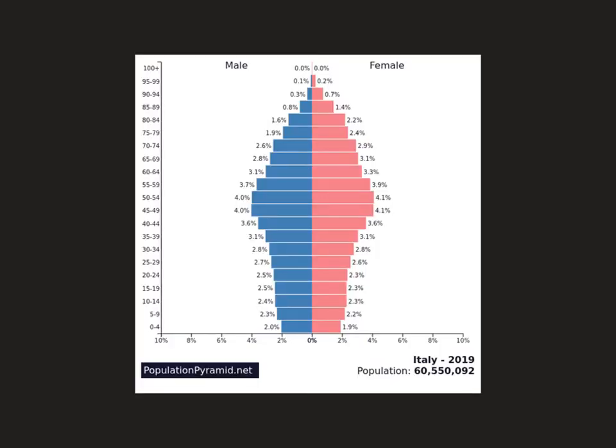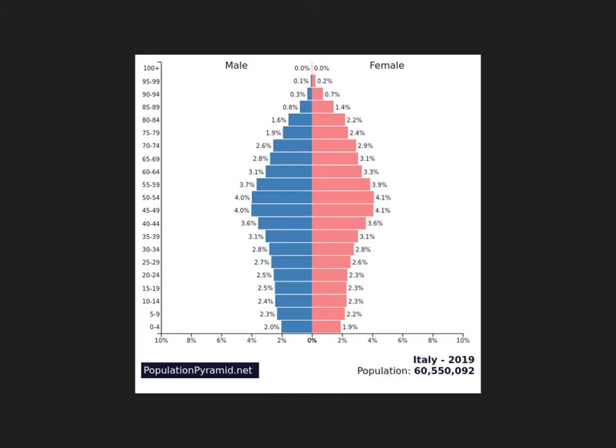So this slide shows Italy in 2019. Population a little over 60 million. And if you notice compared to the last slide that showed Italy in 2008, the pyramid has inverted a little bit more. So that bulge that was in the working age, sort of the 30s and 40s, has now proceeded up into the 40s, 50s, and 60s.